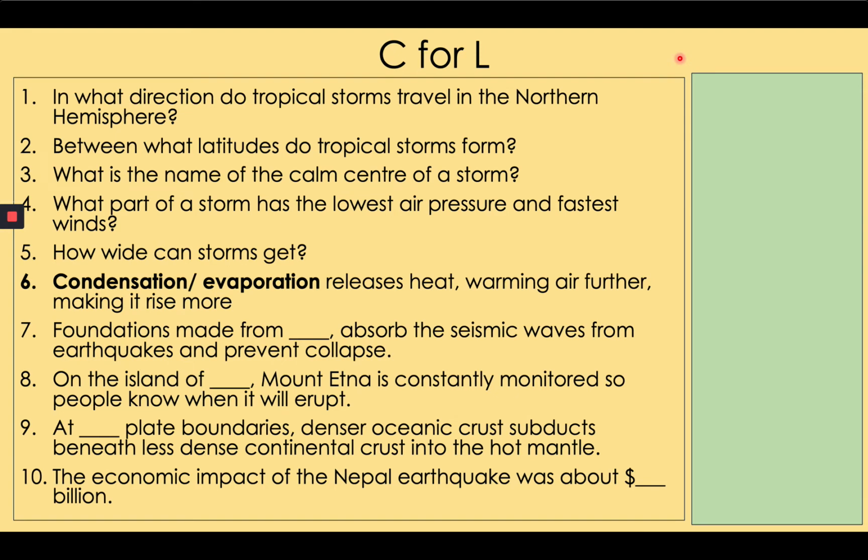1. They travel northwest in the northern hemisphere. 2. The latitudes 5 to 15 degrees north and south of the equator. 5 to 15 is fine. 3. The calm center is called the eye. 4. The lowest pressure and fastest winds are found in the eye wall. 5. 400 to 600 kilometers, although based on some satellite readings, storms have reached even beyond 600 kilometers.